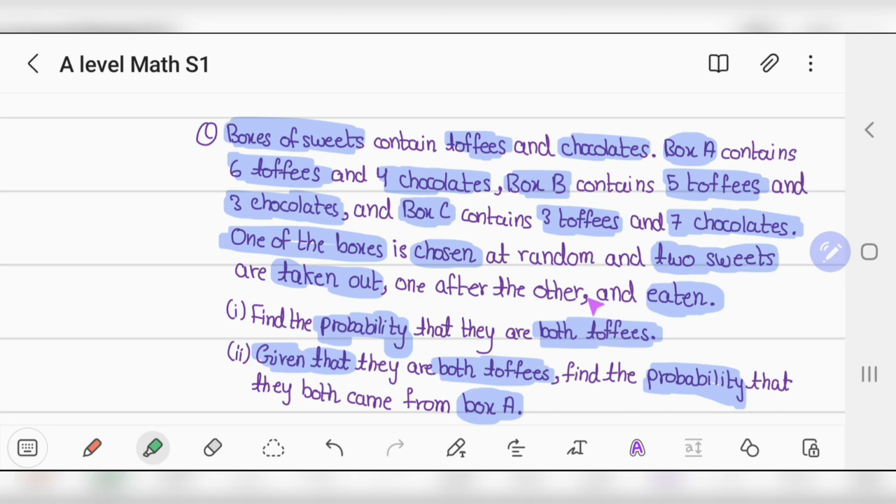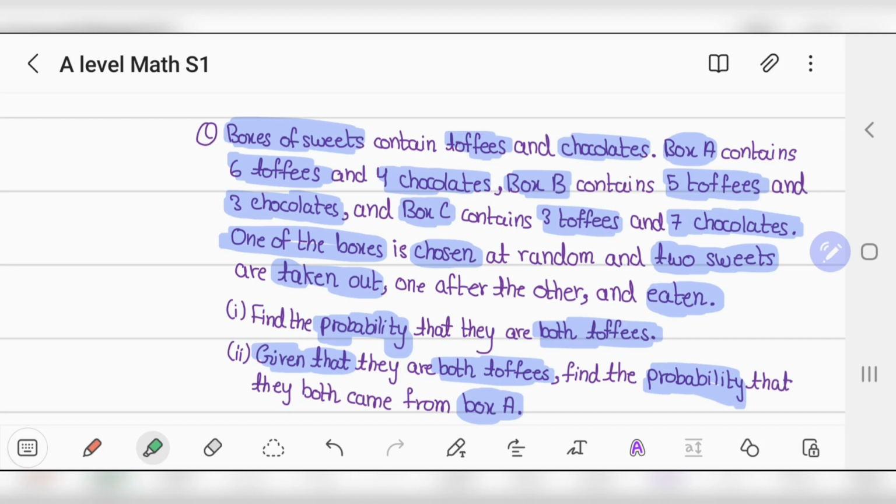Okay. So box A contains 6 toffees and 4 chocolates, which means 10 total. Box B contains 5 toffees and 3 chocolates, so 8 total. Box C contains, okay, 10 again. One of the boxes is chosen at random and 2 sweets are taken out one after another and eaten. Find the probability that they are both toffees.